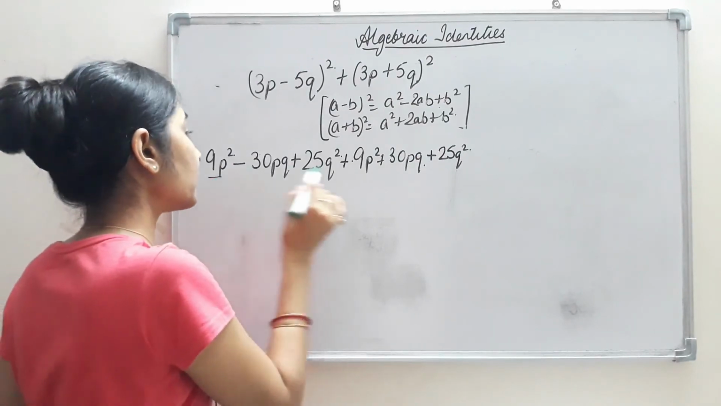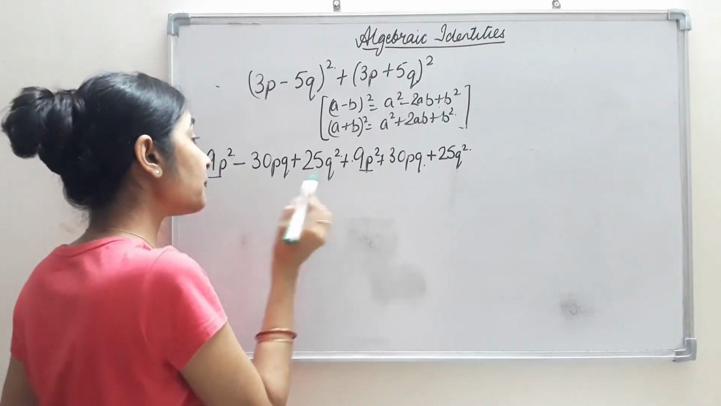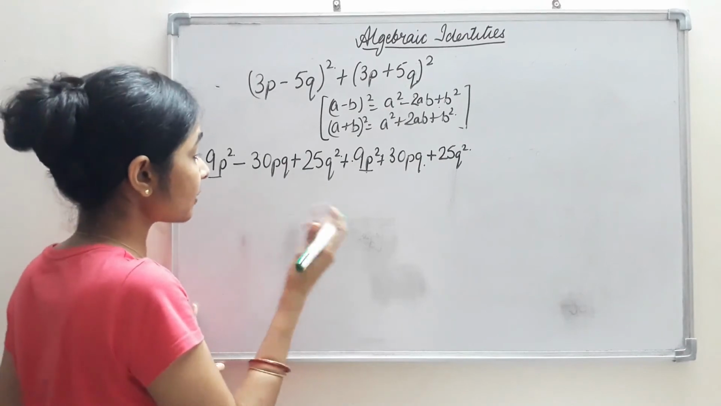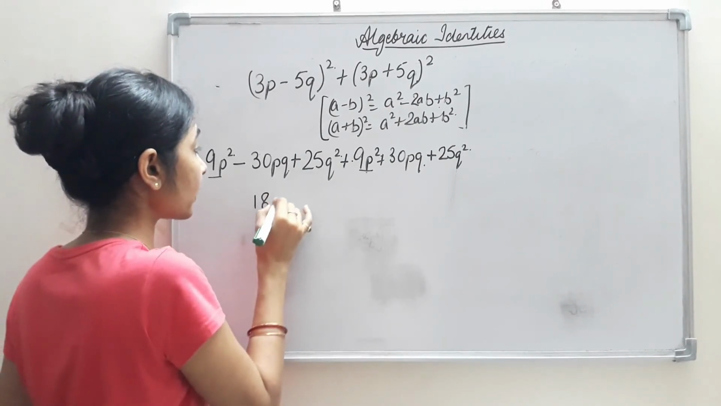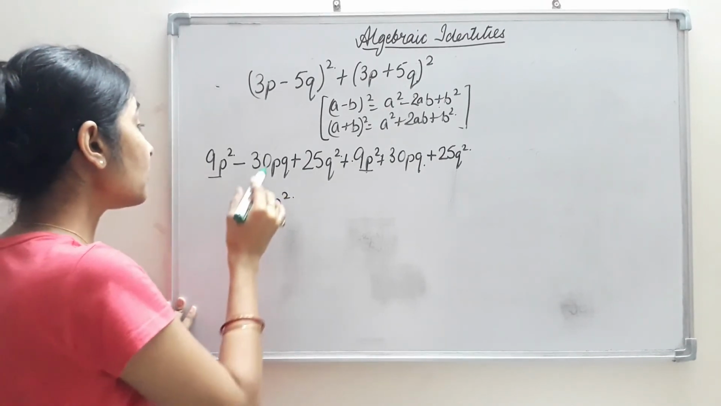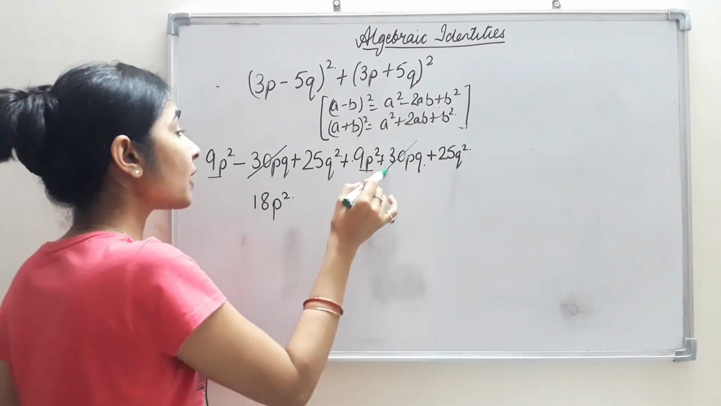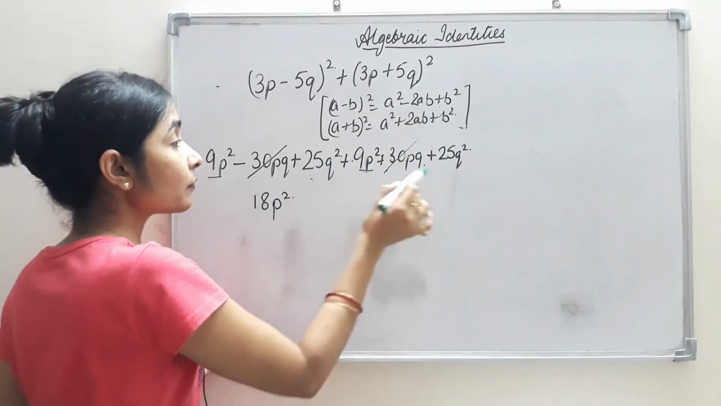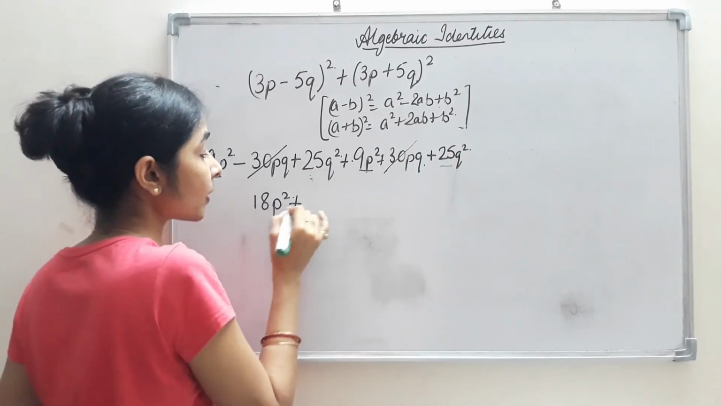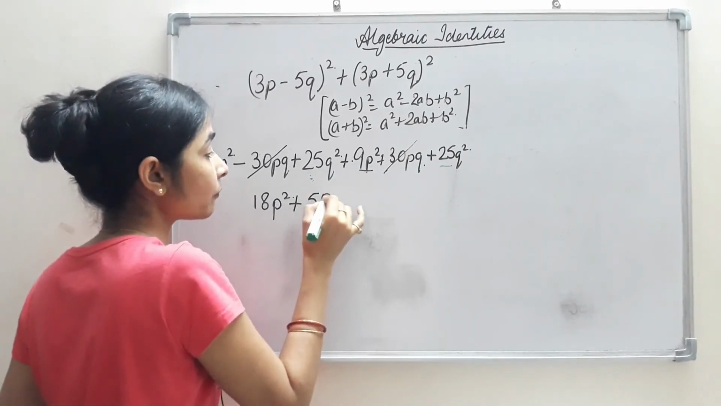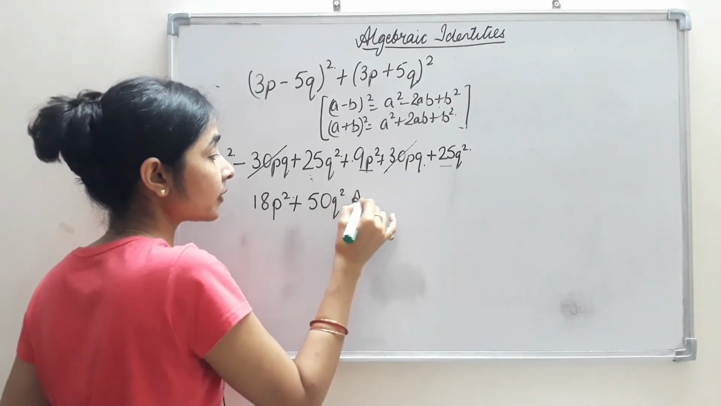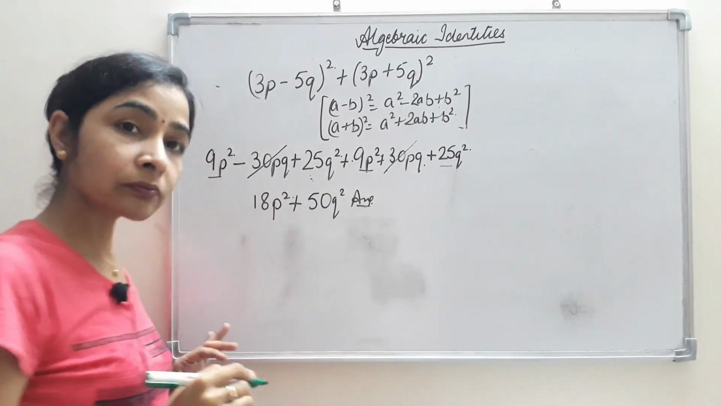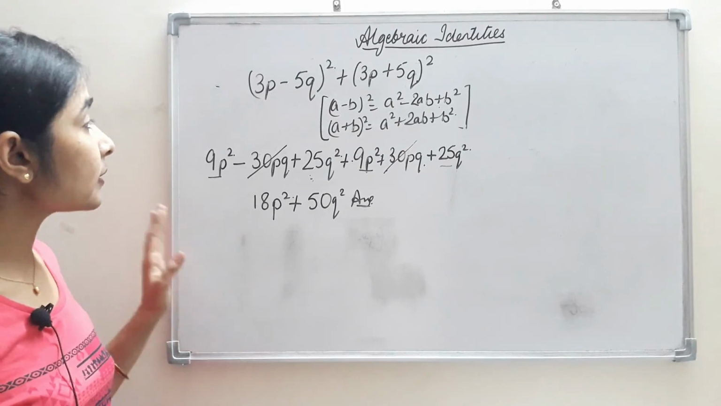Now, are there any like terms? Yes, these two are like terms. So 9p square plus 9p square gives us 18p square. Now 30pq, here we are having negative, here we are having positive, they both get cancelled. And here we are having 25q square and 25q square, both are positive, so plus 50q square, that is our final answer. So this is the way we solve it.